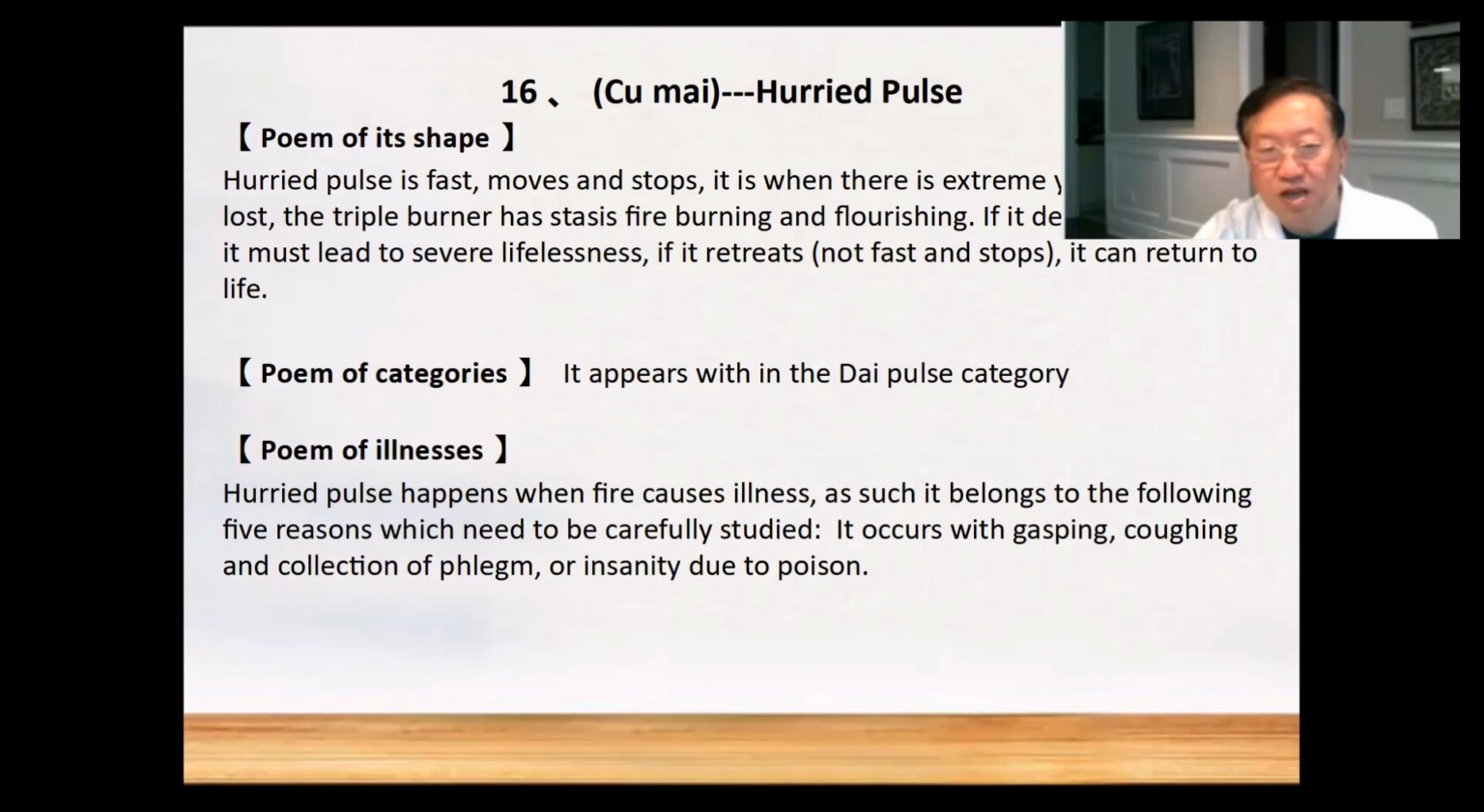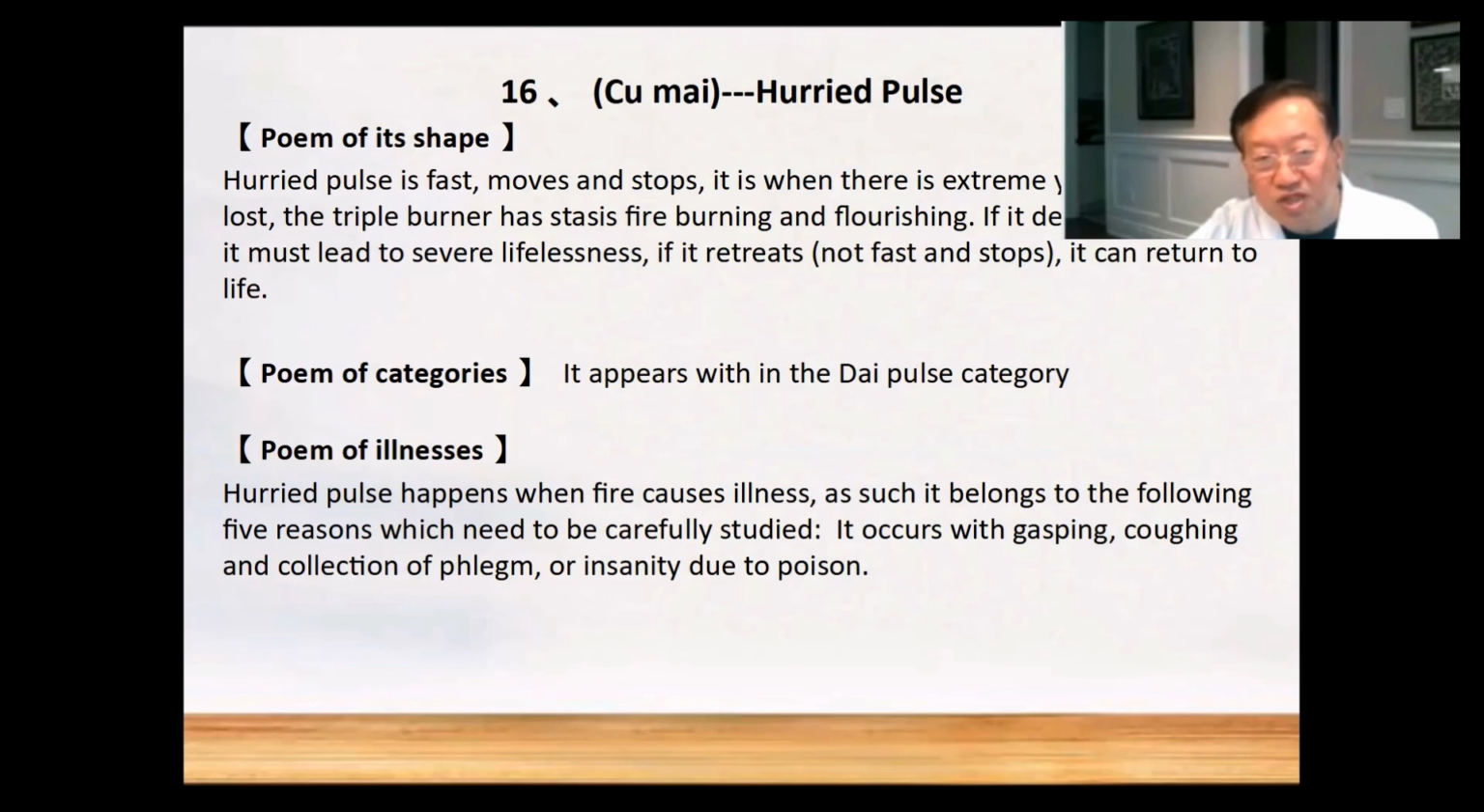Poem of its shape. Hurried pulse is fast, moves, and stops. It's when there is an extreme yang and yin is lost. The triple burner has stasis fire burning and flourishing. If it develops further, it must lead to severe lifelessness. If it retreats, not fast, and stops, it can return to life.